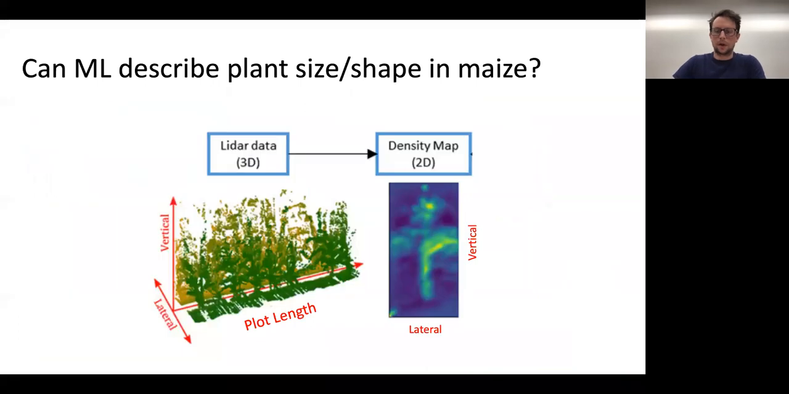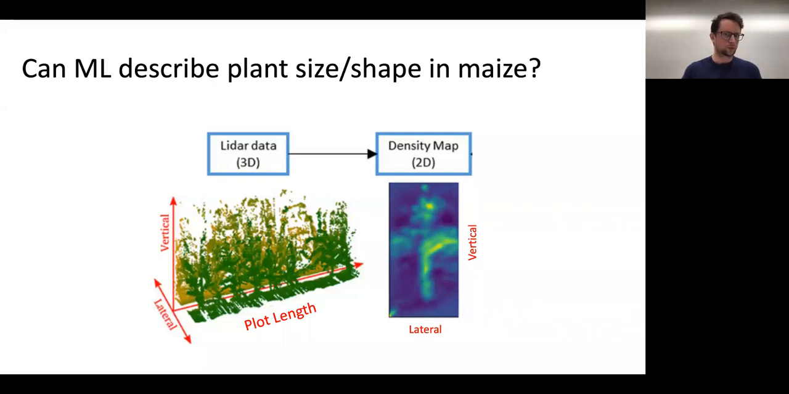So, as I mentioned before, we've got these three-dimensional LiDAR point clouds. And the first question is sort of how to deal with the amount of noise and the inconsistent quantity of data that I already described.